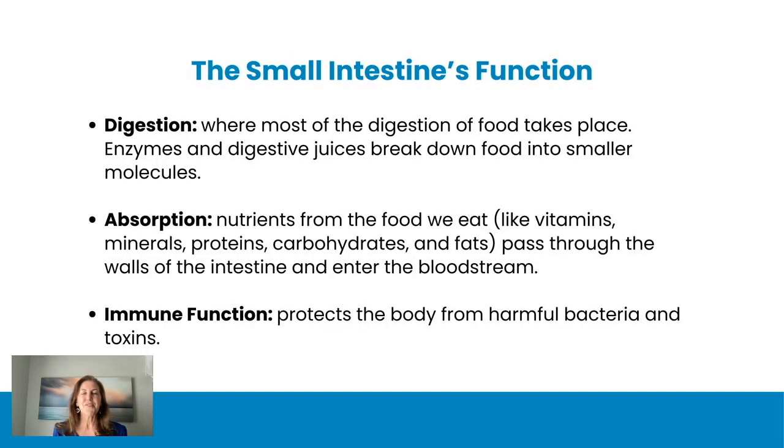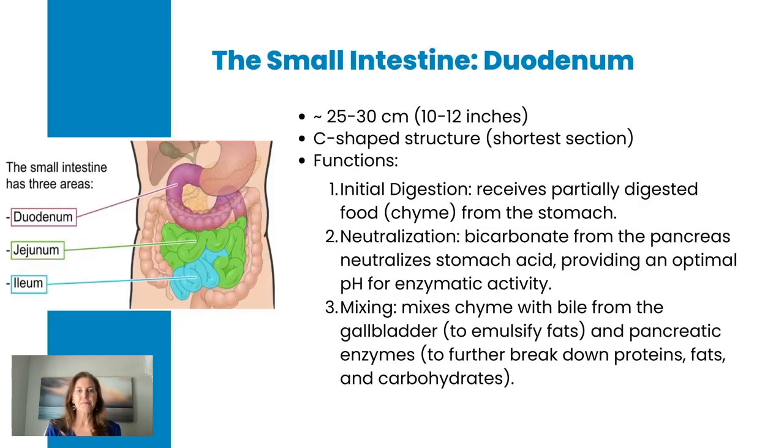Crazy, right? So the functions of the small intestine: digestion. So most of the food is going to be broken down in the small intestine by enzymes and digestive juices. There's going to be absorption through the small intestine. So all the foods we eat, the vitamins and minerals, carbohydrates broken down, the fats, the proteins are going to be absorbed through the lining to move into the bloodstream, and immune function. So let's look at the three different portions of the small intestine to see exactly what they look like and what their functions are. So let's start with the duodenum.